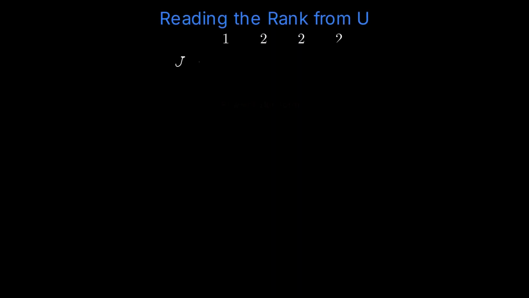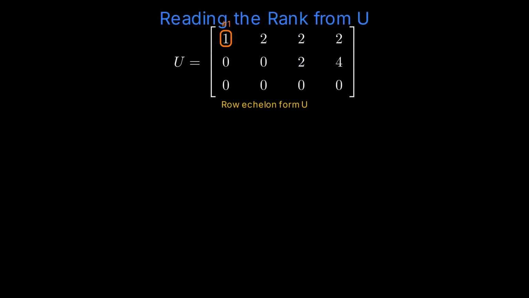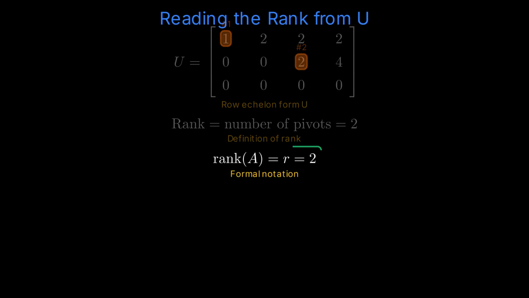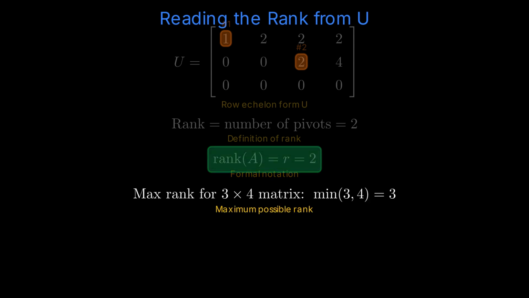Now we read the structural story from U. Count the pivots. There are 2. This count has a special name, the rank. The rank equals the number of pivots. For our matrix, the rank of A equals 2. This single number is the most important structural fact about any matrix.